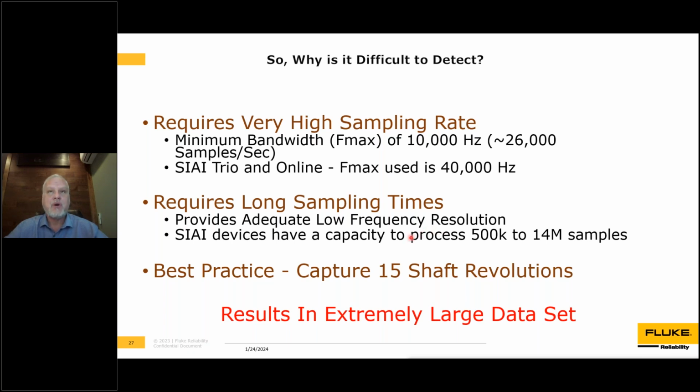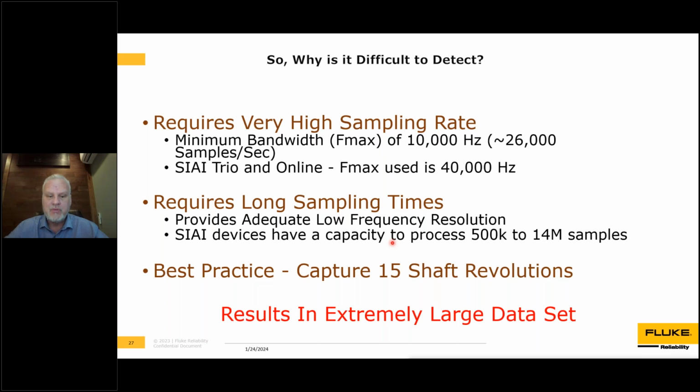And then so our Fmax is 40 kilohertz, and it requires a long sample time. We need to provide adequate low frequency resolution. So essentially, if we sample really fast and we sample for a really long time and we get at least 15 shaft revolutions, that's the thing that really applies to slow speed machines. If you have a 60 RPM shaft, you'll need at least 15 seconds of sample at max sample rate.